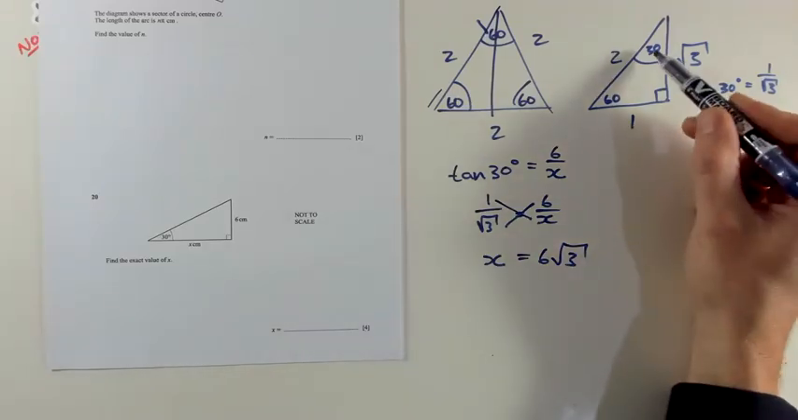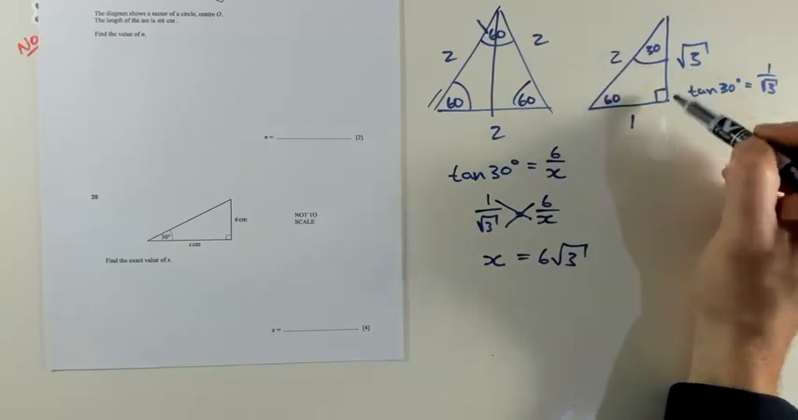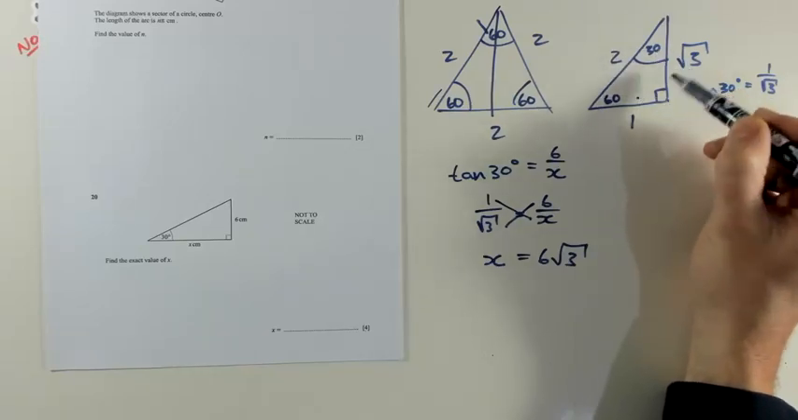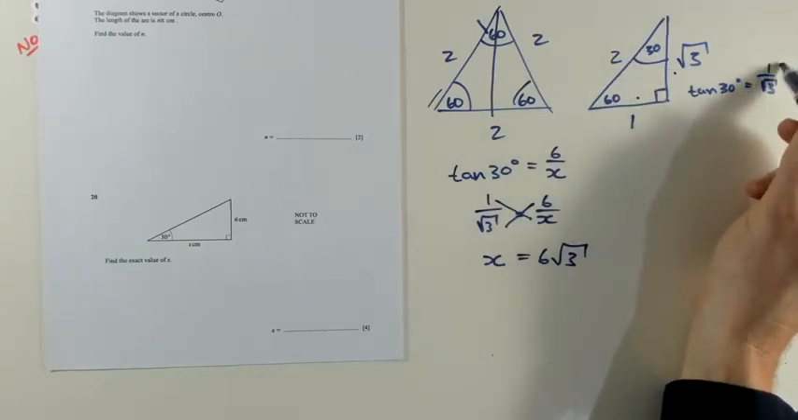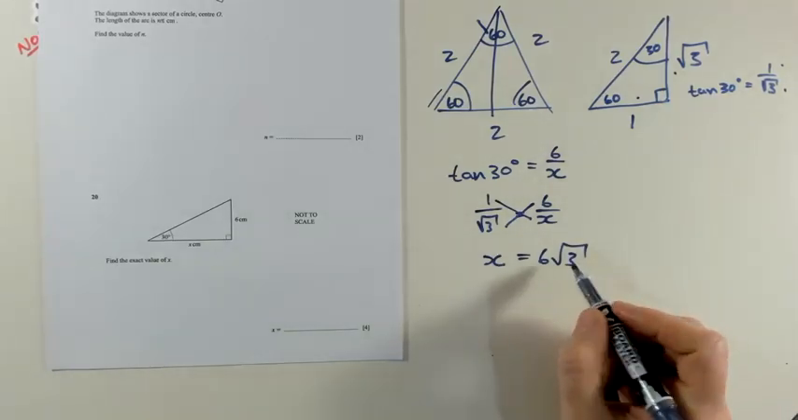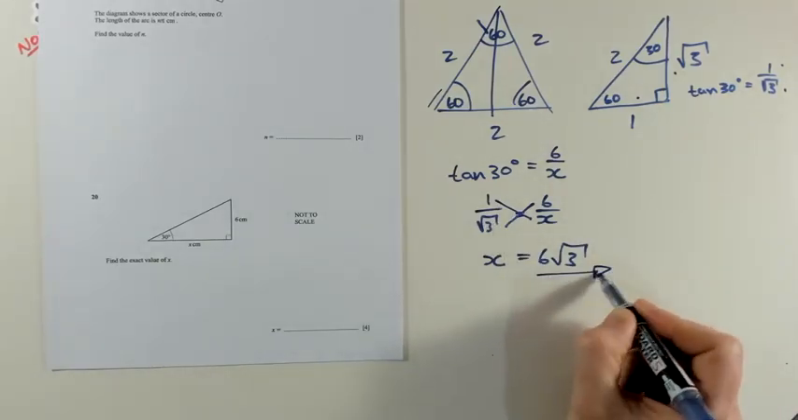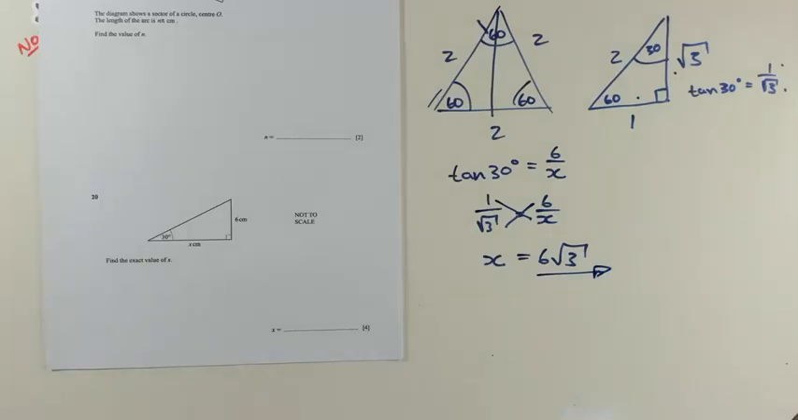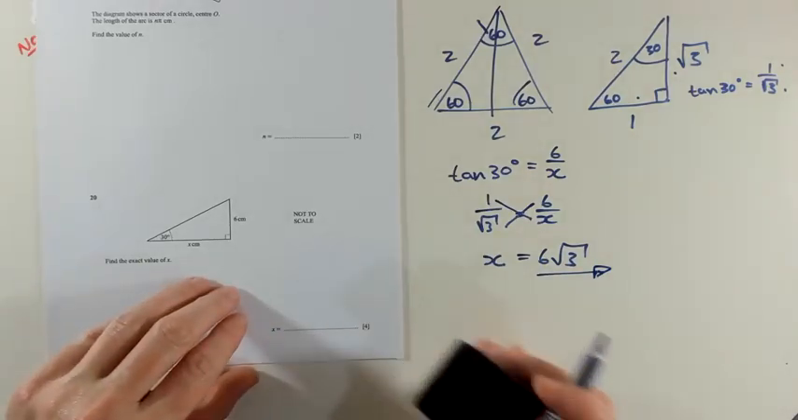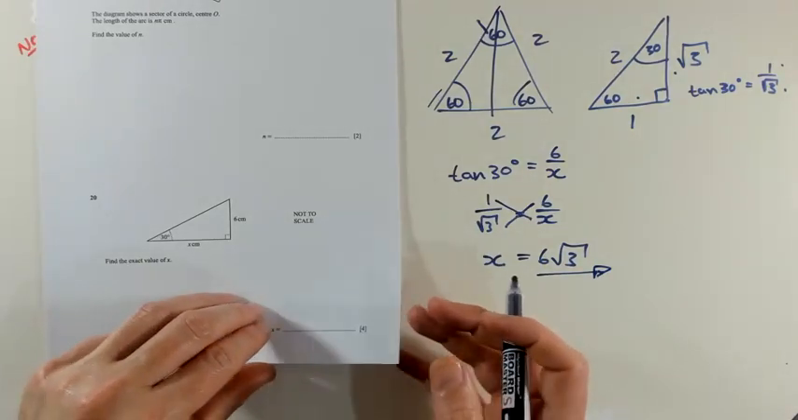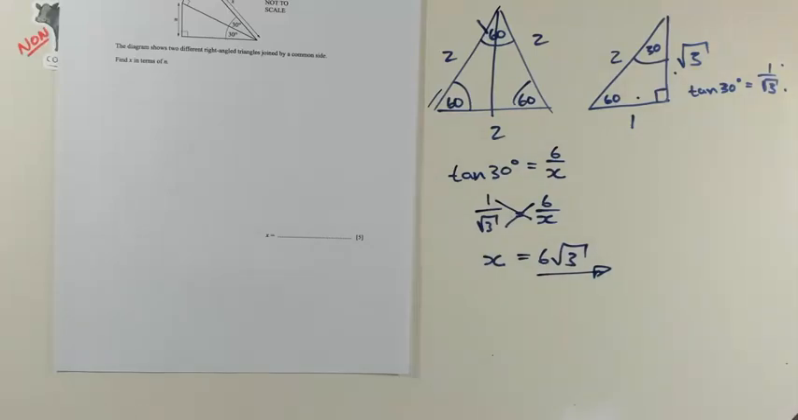Let me just double check. This is 30. Tan is opposite over adjacent. Yeah, should be fine. Cool. Let's go on to the next one. I guess the tricky part was just remembering the triangles.